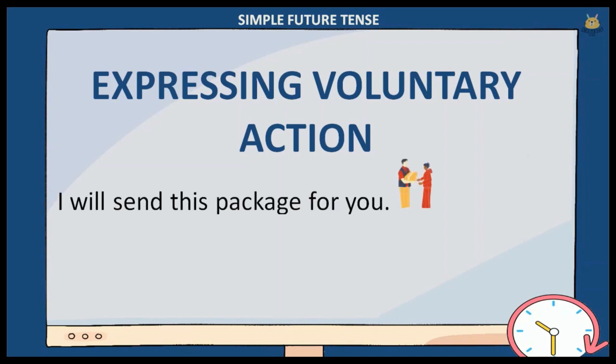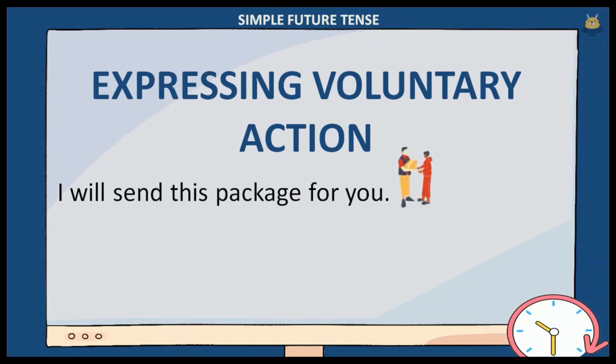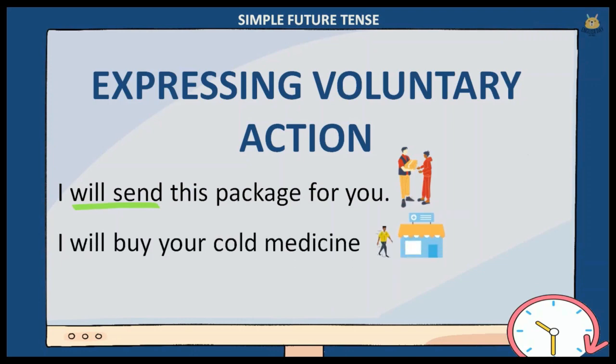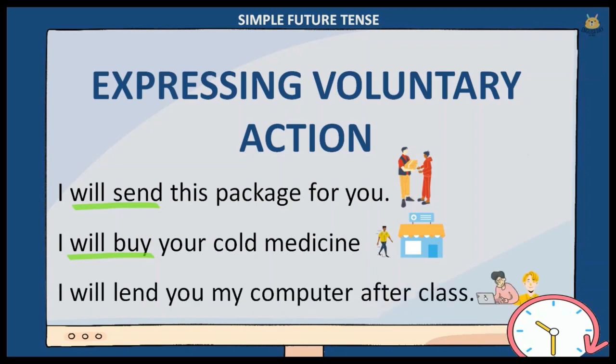For example, I will send this package for you. In our first example, the subject is willing to send the package instead of you if you have something else to do or just to make things a lot easier for you. Next, I will buy your cold medicine. So the same with the previous example, it shows willingness. There is no need for someone else to say or tell them to do so. And lastly, we have, I will lend you my computer after class. So it's okay to let someone else use your computer after class.